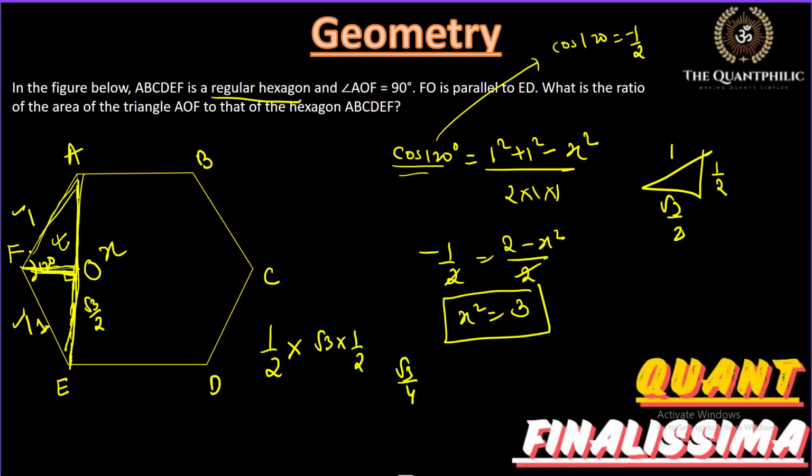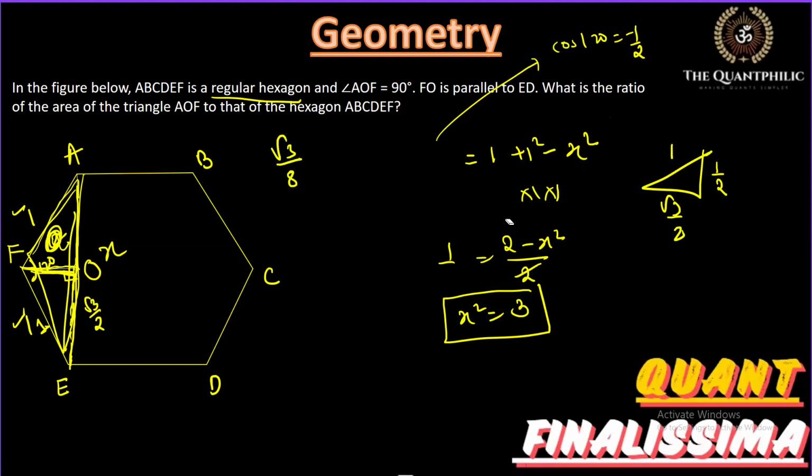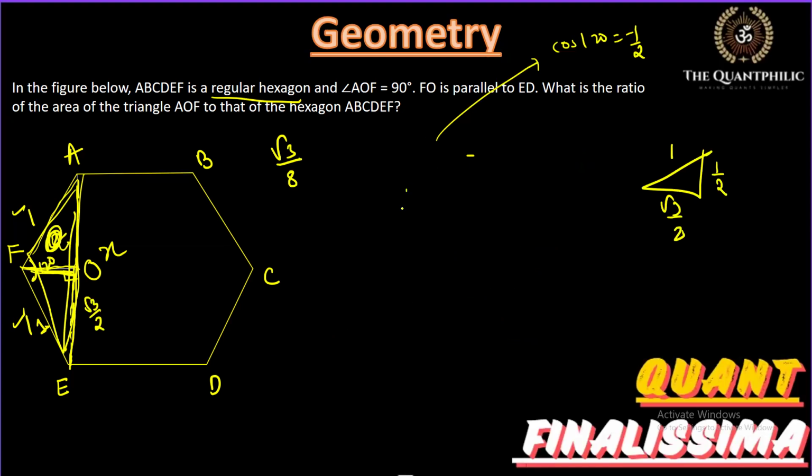Okay. So this complete area is root 3/4. So the smaller area will be half of this, so root 3/8. Root 3/4 half is root 3/8. Now we have to find out the area of the hexagon. The area of hexagon formula is pretty straight. It is 6 into root 3/4 a side square.